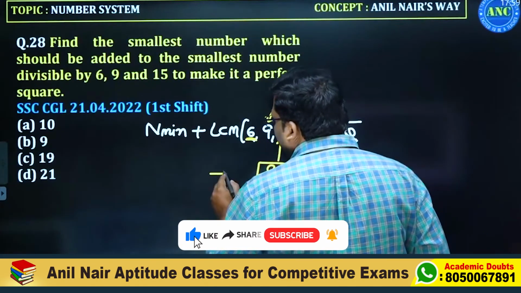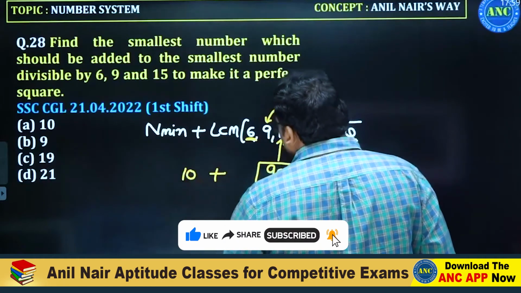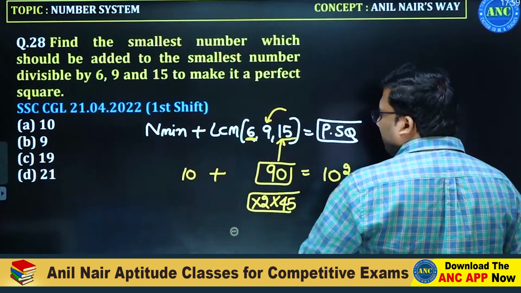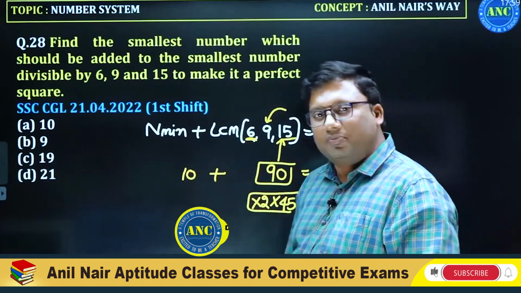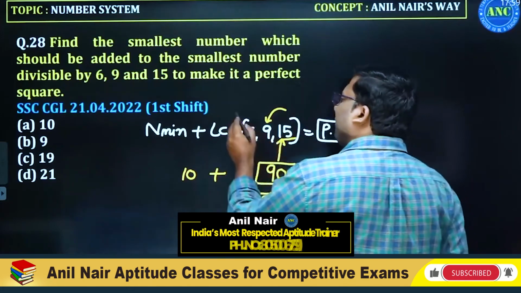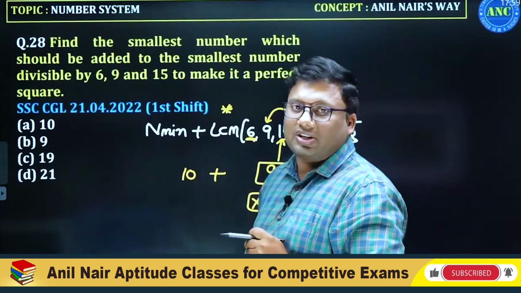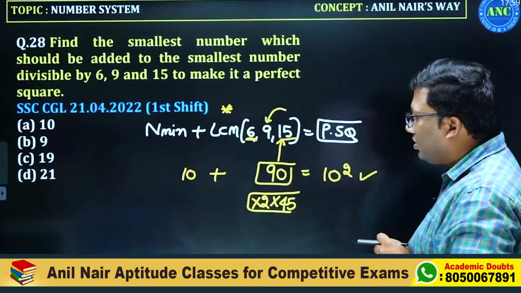90, how much should be added to make it a perfect square? First option 10. 90 plus 10 is 100. 100 is 10 square, which is a perfect square. I hope the idea is clear how to find the LCM of numbers with basic foundation related properties. I hope the concept is very much clear to you.